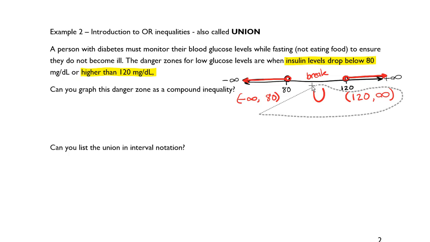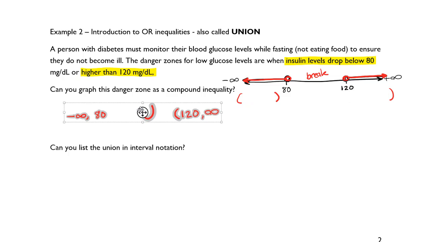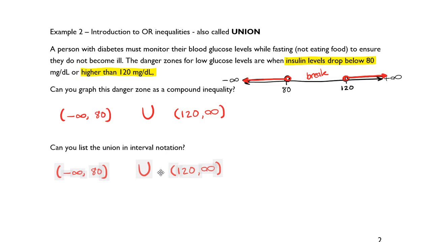I'm going to go ahead and just select this and move it over. Now we need to list the union in interval notation. This was the compound inequality first. So let's put that down here. I put these in the wrong order. So let's do the interval notation first because that's what you're familiar with. And then on the next part it says, can you graph this danger zone as a compound inequality? So let's do the inequality part.